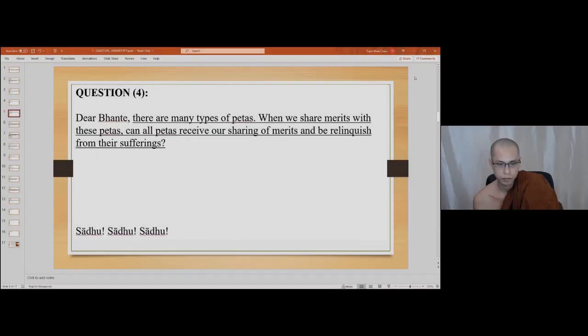Okay. So the fourth question is, there are many types of pittas. When we share merits with the pittas, can all pittas receive our sharing of merits and be relieved from their sufferings? It is impossible. That depends on their nature. We all carry our nature from life to life. So due to their nature, they can rejoice. Sometimes, although we share the merit in front of them many times, they cannot rejoice. That is why only some pittas can receive our sharing.